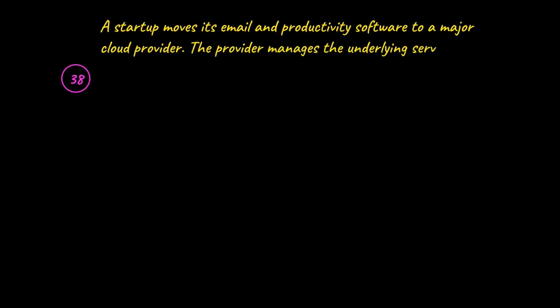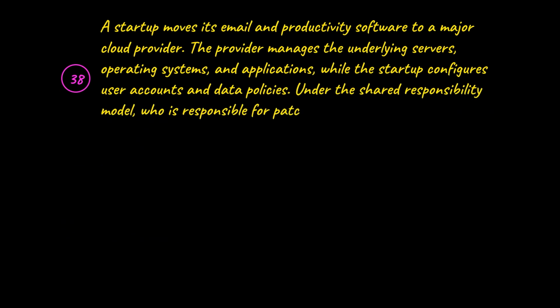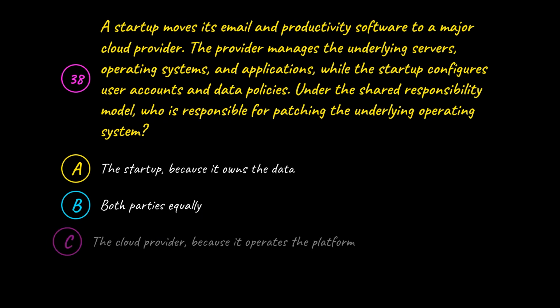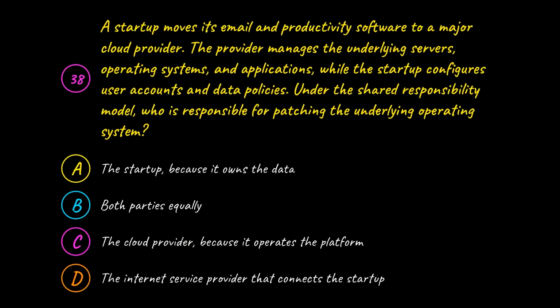Question 38. A startup moves its email and productivity software to a major cloud provider. The provider manages the underlying servers, operating systems, and applications, while the startup configures user accounts and data policies. Under the shared responsibility model, who is responsible for patching the underlying operating system? Your options are A, the startup because it owns the data, B, both parties equally, C, the cloud provider because it operates the platform, D, the internet service provider that connects the startup. Which would you go with? Lock it in before the reveal.